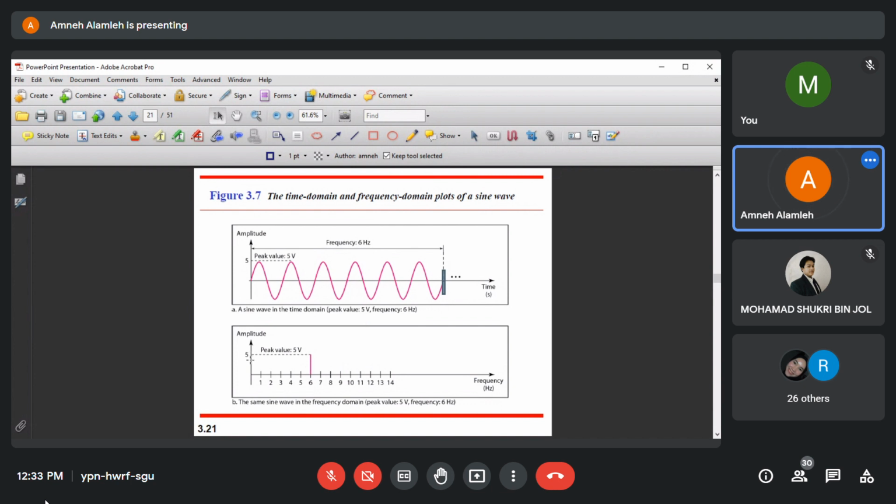One axis represents the amplitude and the other axis represents the frequency. The wave is at frequency 6 because the frequency here was 6, and the height on the amplitude axis is 5 because the peak value up there was 5. Is it clear? In figure A, we represent the wave in the time domain, and in figure B, we represent the wave in the frequency domain.